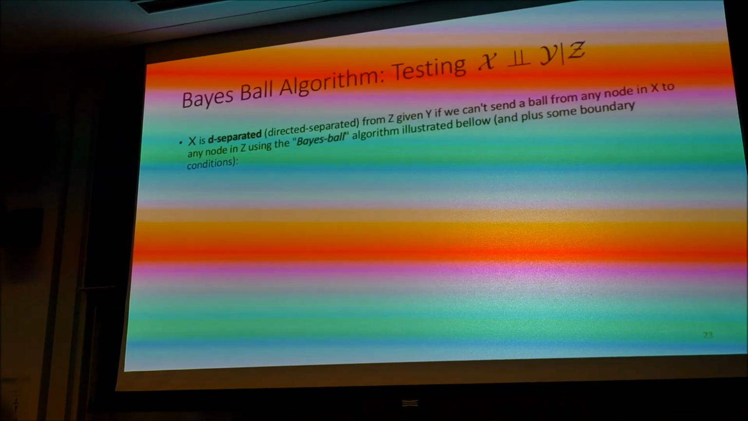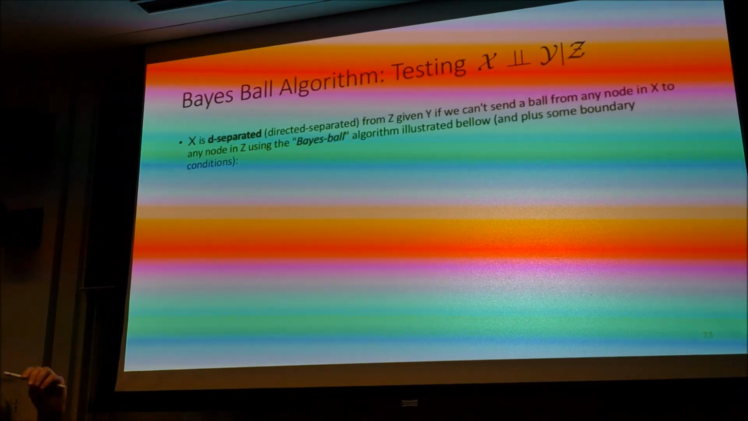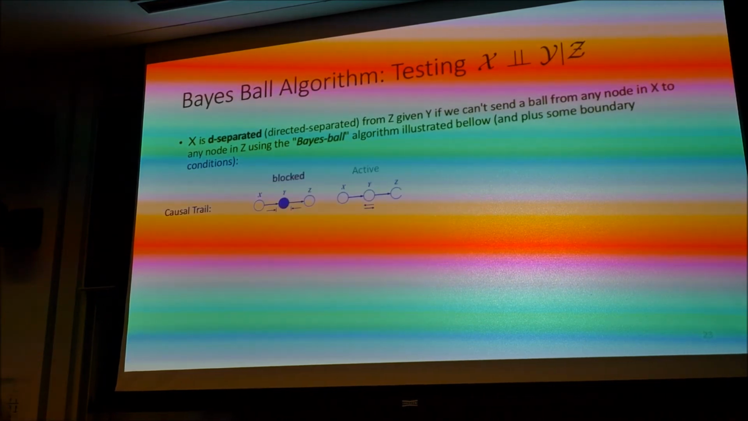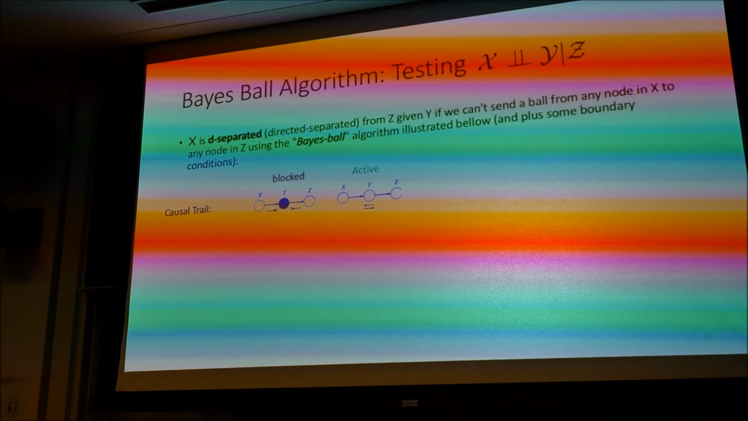There is a formal algorithm to test this on a general structure. If you give me a subset X, a subset Y, and a subset Z, I can compute the answer to whether they are independent or not, and that's called the Bayes ball algorithm. The ingredients of the algorithm are as follows. Remember we had three motifs. The first motif was the causal trail. This is a chain that goes from X through Y to Z.